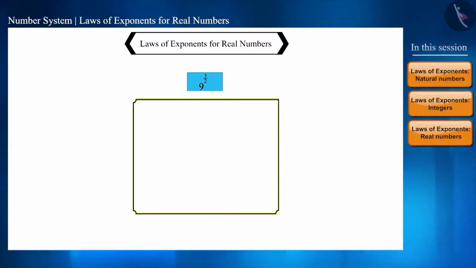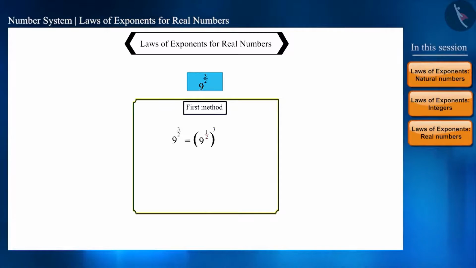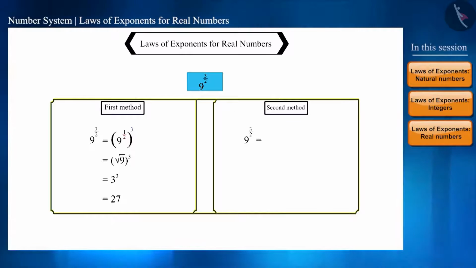The first method is 9 raised to the power 3 by 2, which can be written as the square root of 9 in brackets to the whole power of 3. Square root of 9 is 3. 3 raised to the power of 3, and we get the result as 27. And in the second method, first we'll take the cube of the base number and then the whole raised to the power 1 by 2. So cube of 9 is 729 and 729 raised to the power 1 by 2 is nothing but square root of 729, which is equal to 27.